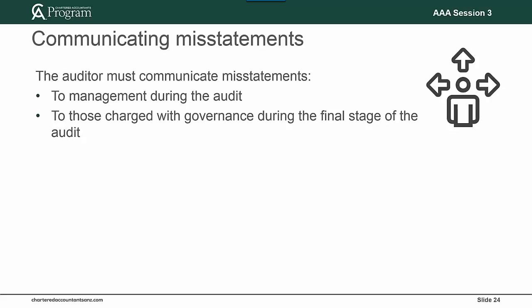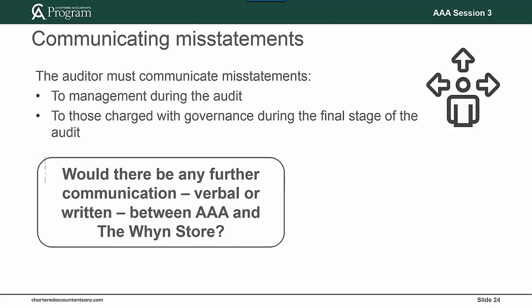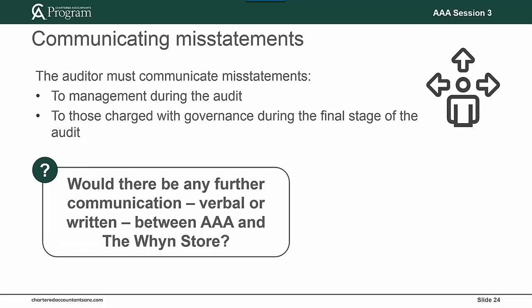So let's take another quick knowledge tester. In addition to the points on screen, would there be any further communication, verbal or written, between the auditors and the wine store in relation to misstatements? Yes or no? If you think yes, what might that be? Have a think about that for a few seconds.